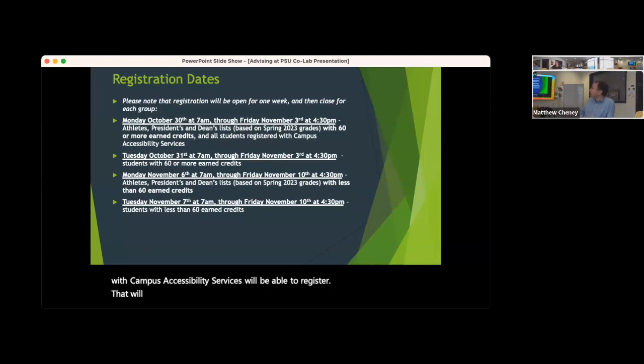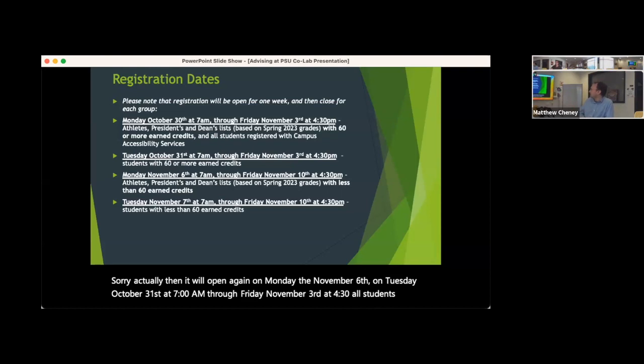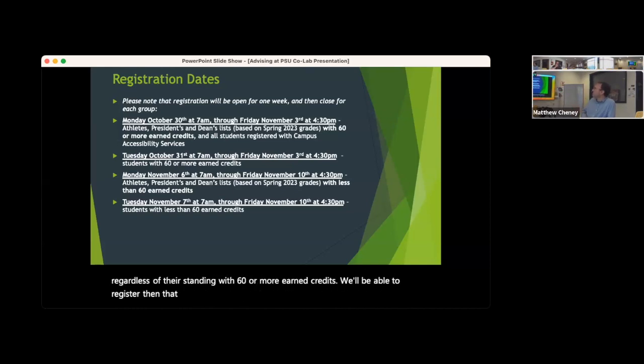That will turn off on Friday, November 3rd at 4:30 p.m., and then it'll open again on Monday, November 6th. On Tuesday, October 31st at 7 a.m. through Friday, November 3rd at 4:30, all students, regardless of their standing, with 60 or more earned credits will be able to register. Then that closes on Friday. Monday, we open up, same thing, but for students with under 60 earned credits.